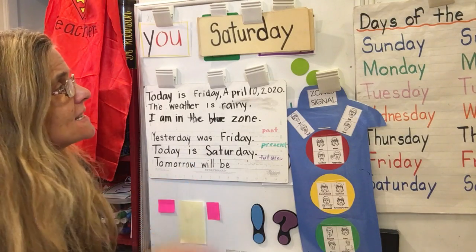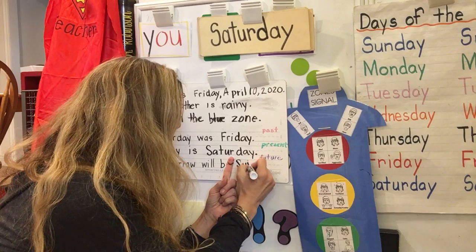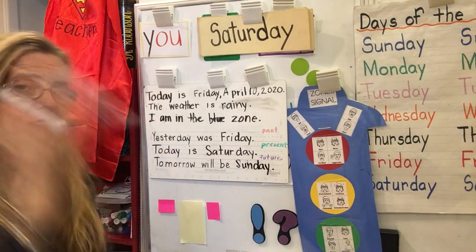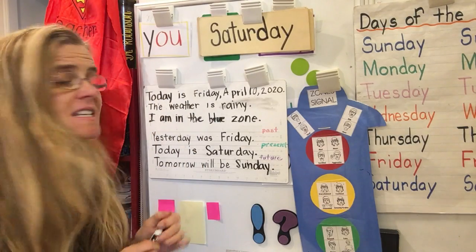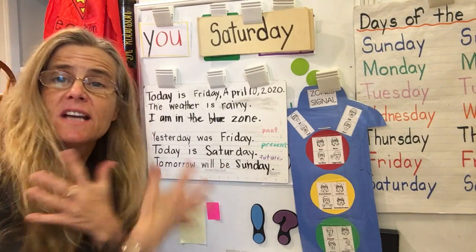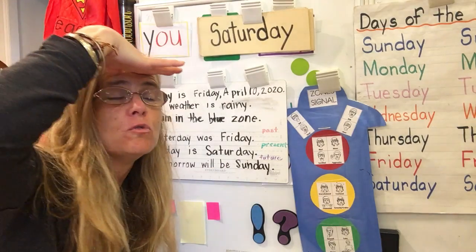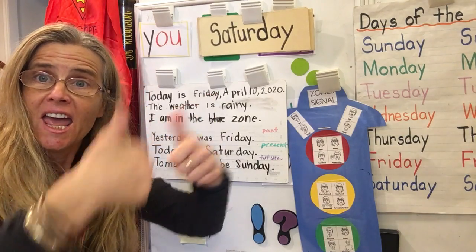So tomorrow will be Sunday, and it's a compound word. Capital S-U-N-D-A-Y. So Friday's in the past. That's behind us. It's already happened. Saturday is in the present. It's with us. It's happening right now. Tomorrow is in the future. It's ahead of us. Sunday. It's going to happen. Yay!